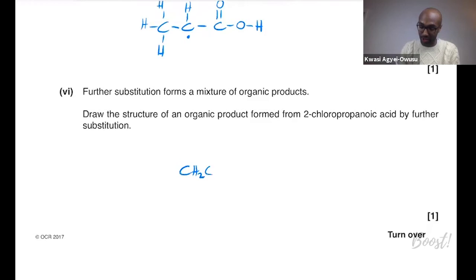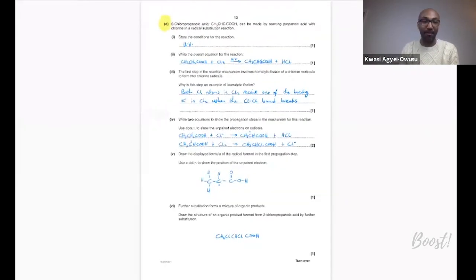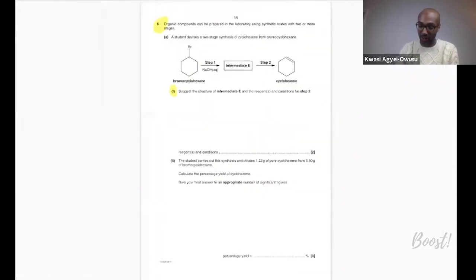have the CH2Cl, CHCl, COOH as another possible product, but there are any number that you could draw. Okay, so that's that question out of the way. If there are any questions, do please use the chat box. We'll consider the next question.